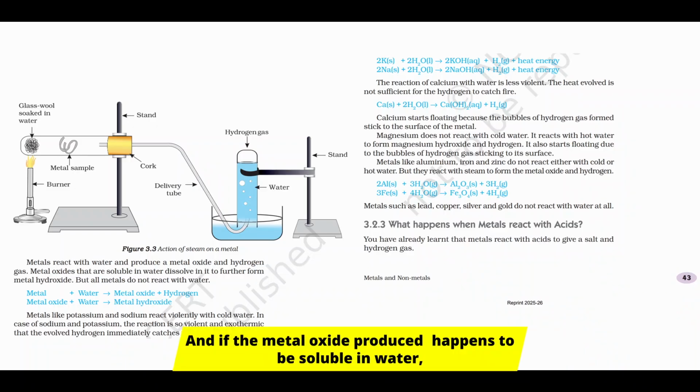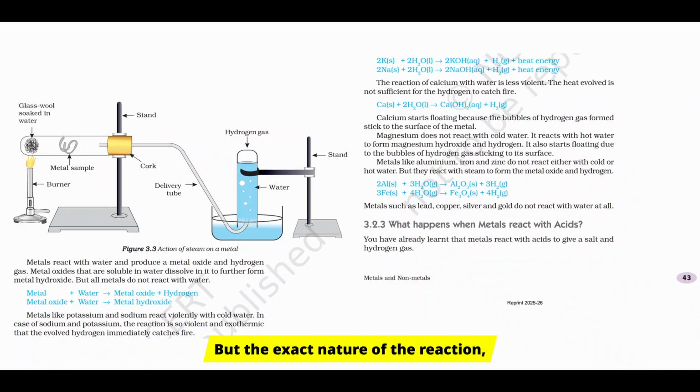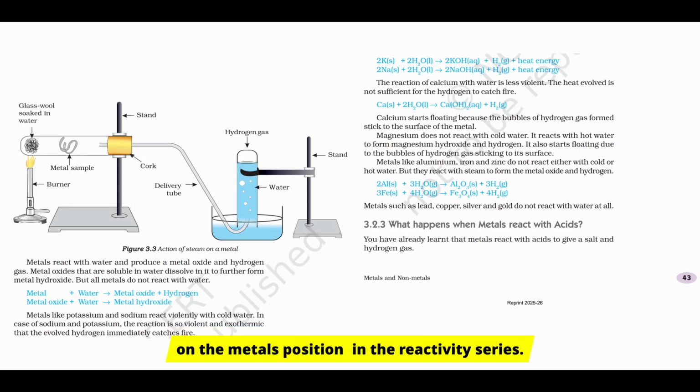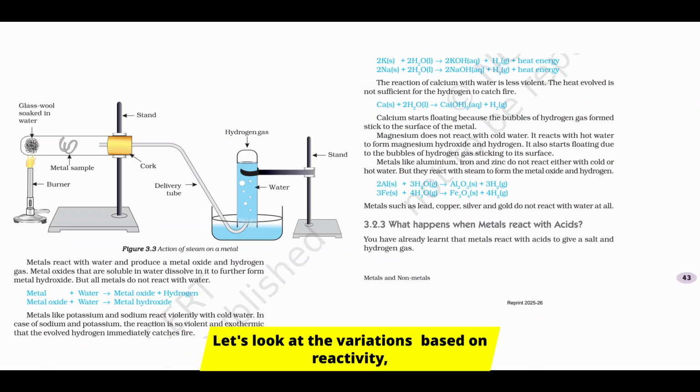And if the metal oxide produced happens to be soluble in water, it will then further dissolve to form a metal hydroxide. But the exact nature of the reaction, its vigor, the conditions required, cold water, hot water, or steam, and even whether it occurs at all, depends greatly on the metal's position in the reactivity series. Let's look at the variations based on reactivity.